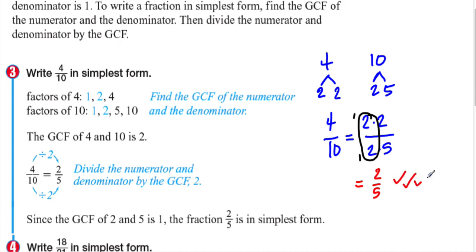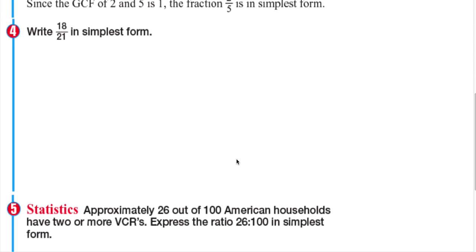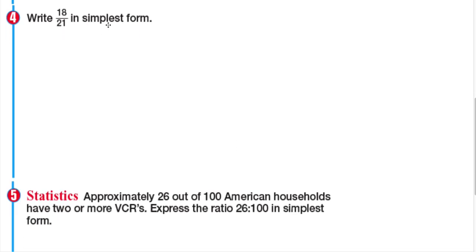This is the preferred method. I would prefer this to listing because you can forget or miss factors when you start listing them. Okay, let's take a look at the next example. The next example, 18 over 21, and then we will do this by listing and prime factorization as well.